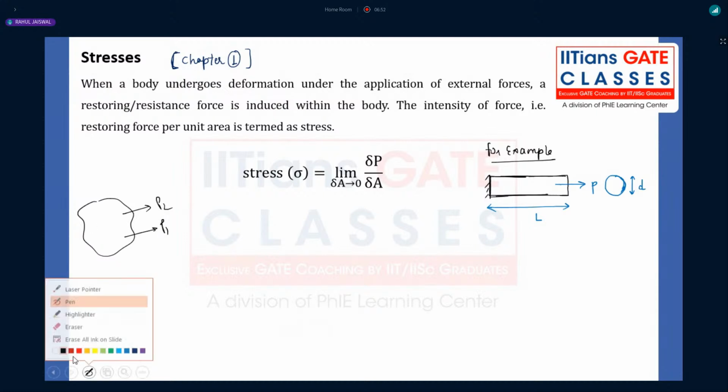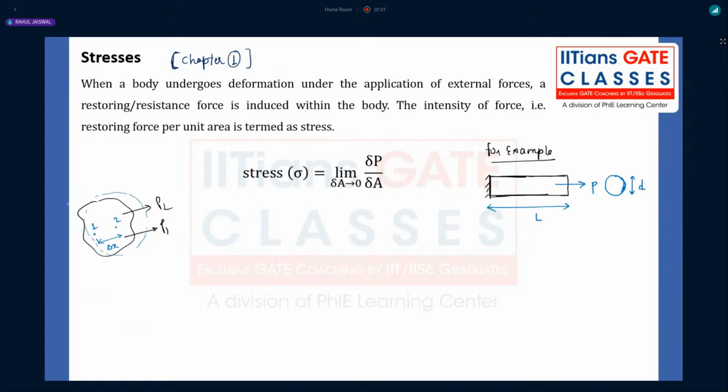Suppose there are any two particles in the body, 1 and 2, and the relative distance between 1 and 2 is delta x. After application of the load, what is going to happen? It may move to some other position. After the movement, 1 dash will be here, 2 dash will be here, but still the relative distance will be delta x. Then what do you say? This is a rigid body.